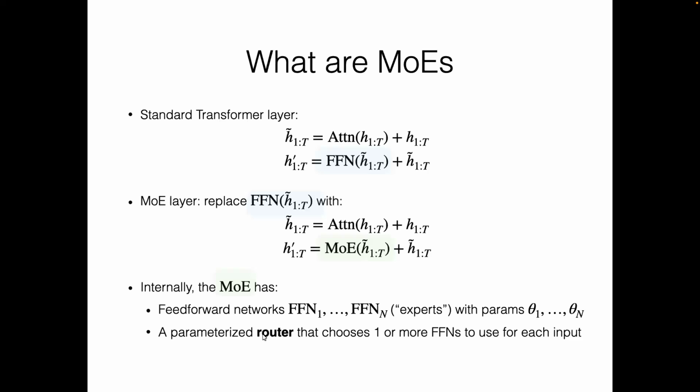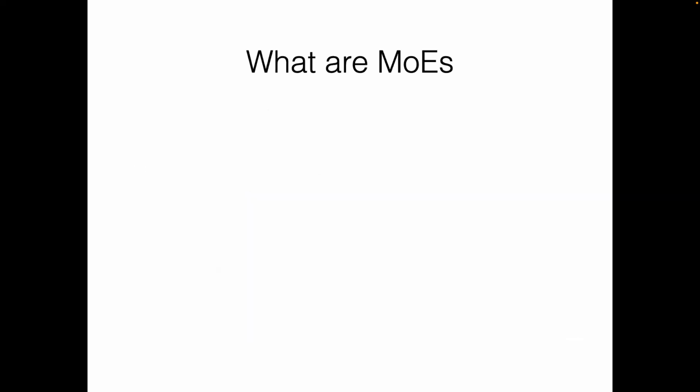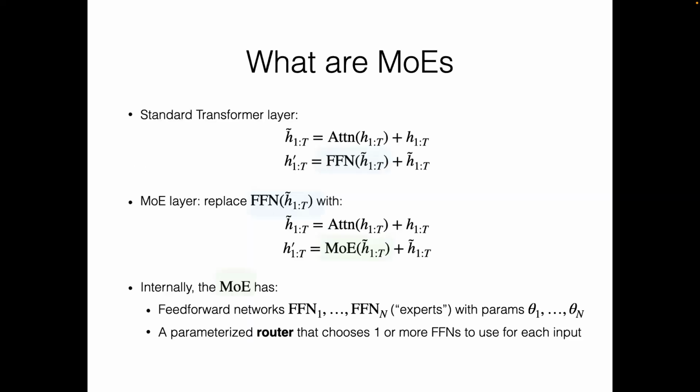And then you're also going to have a router, and we'll go into the details of the router. The router can itself have some parameters, so it's a learned function. And it's going to choose one or more of these feed forward networks to use for a particular input. Okay, so that's really the idea of mixture of experts.